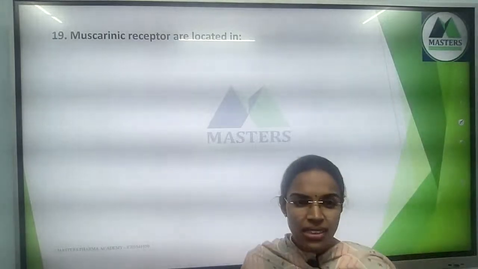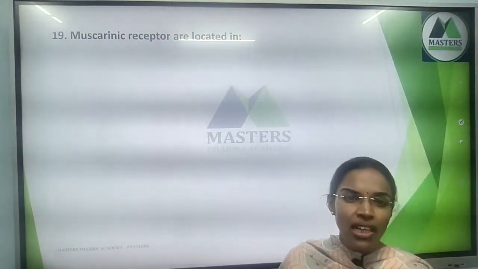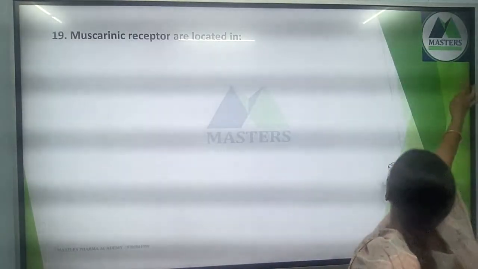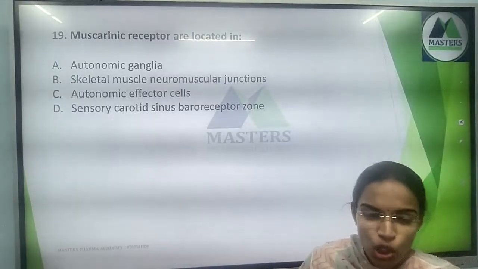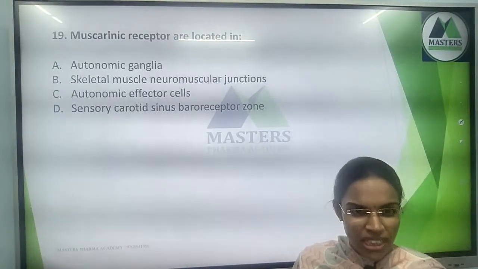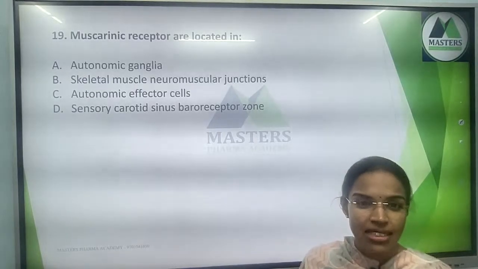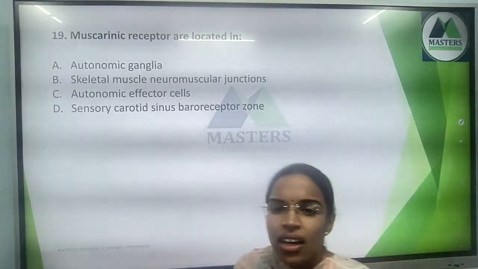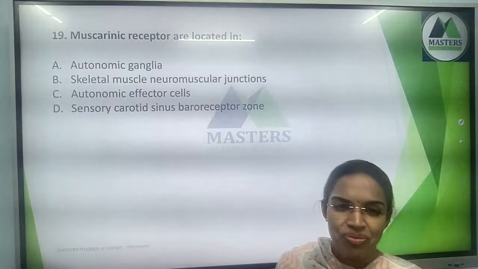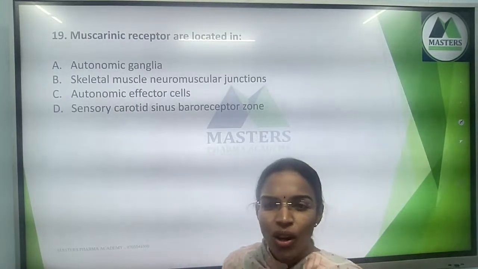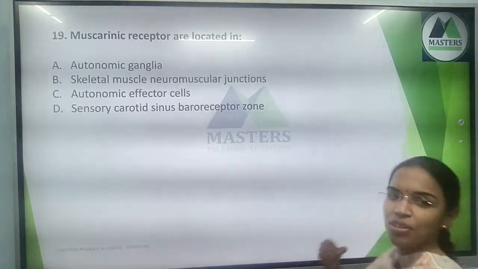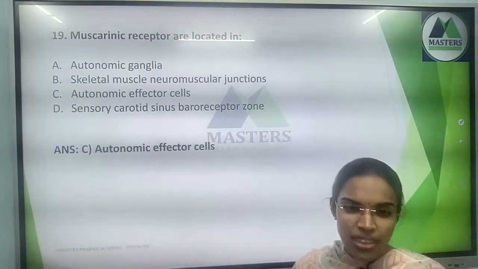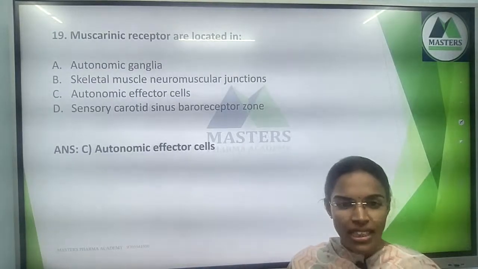Okay, and question number 19. Moving forward to the next question. Muscarinic receptors are located in: autonomic ganglia, skeletal muscle neuromuscular junctions, autonomic effector cells, or sensory carotid zone. What's the right answer? Autonomic effector cells. The right option is that muscarinic receptors are located in autonomic effector cells. Very good.